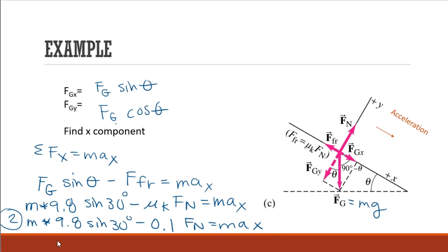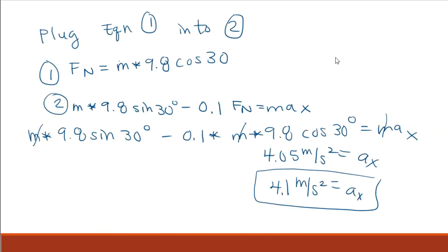Mass times acceleration of gravity times sine of 30 degrees minus 0.1, the coefficient of kinetic friction, times normal force equals mass times acceleration of the skier. So we don't know acceleration, normal force, and mass. But when we plug one equation into the other, we're going to see that the masses are all going to cancel out. So let's plug equation 1 into 2.